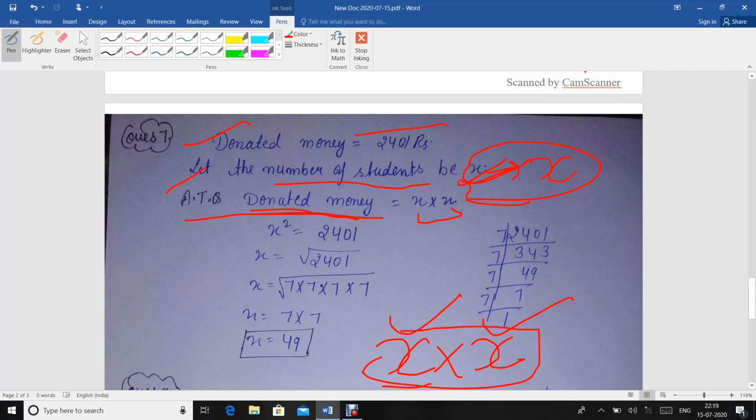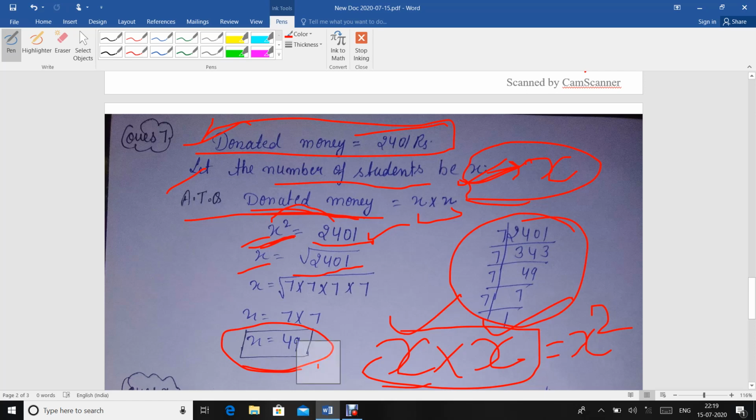So x multiplied by x is equal to x square. But in the question you are given that donated money is 2401. So we will put 2401 equal to x square. We will put these values equal. So x square is equal to 2401. So by the inverse method, x is equal to square root of 2401. You have to do the prime factorization of this 2401. After that you will get the value of x is 49. So the number of students is 49.